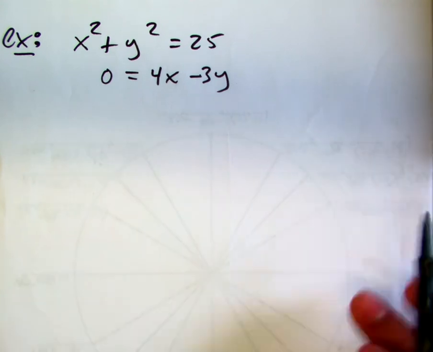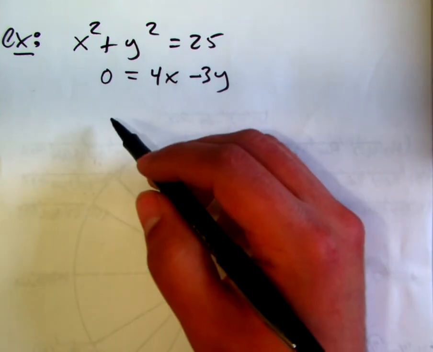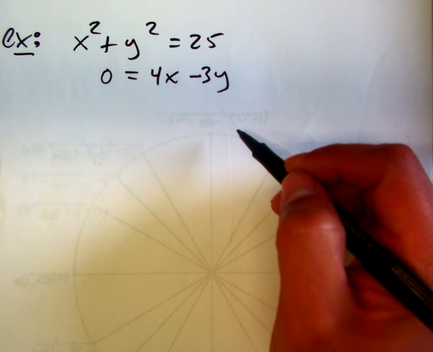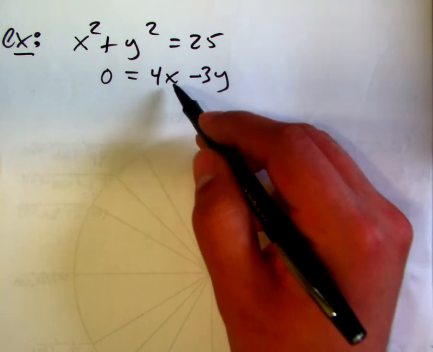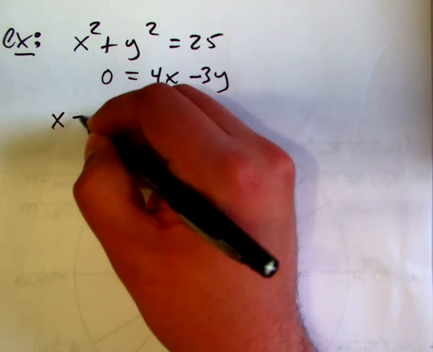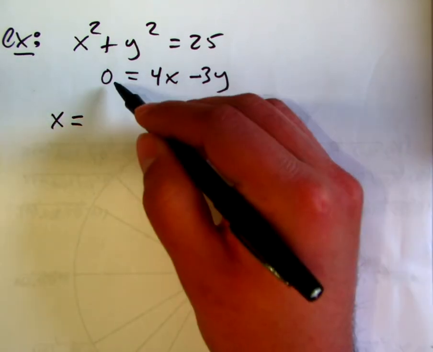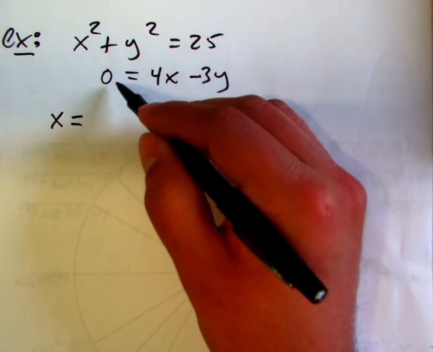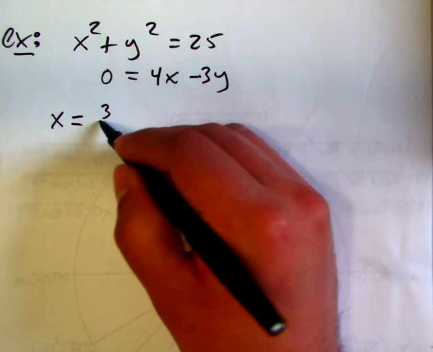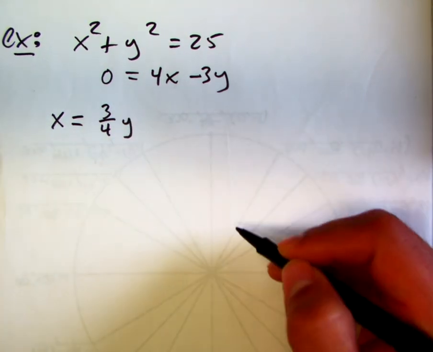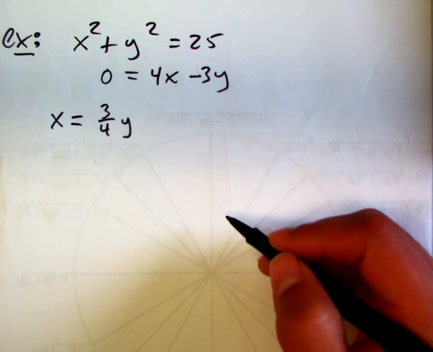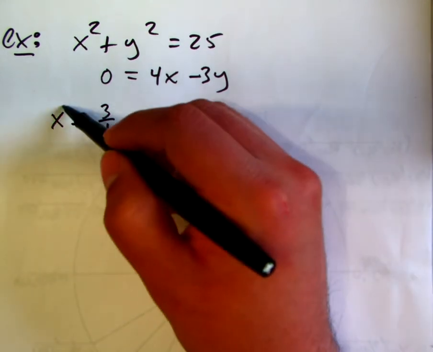Okay. What can we do here? Did you get x or y alone? That's probably a good idea. So maybe get x alone. If I add 3y and then divide by 4, what's x? 3 over 4 y, or 3y over 4. Everybody good? Okay.